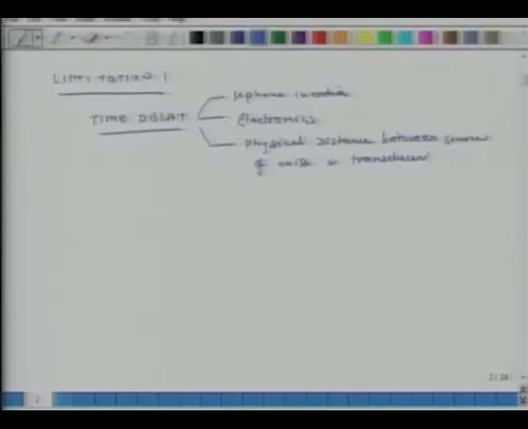So let's say because of this time delay, let's assume a fairly small value of time delay. Let's say this time delay is delta t equals a tenth of a millisecond.